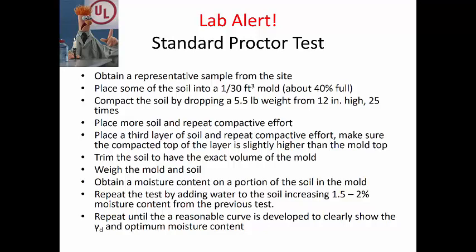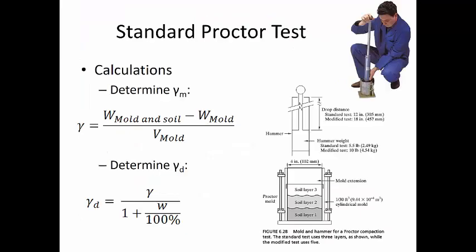And you know that, as we talked before, the dry unit weight will increase until the moisture content is at or above a certain level, and then it begins to decrease. And that's when you know that you have at least 2 points on the wet side of optimum.